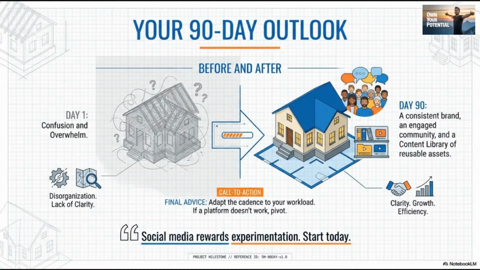90-day outlook, guys. So what we've covered here: day one, we were bananas, right? We're confused and overwhelmed. Craziness. Now we put together a plan. Day 90, consistent brand and engagement. Be a part of the community and build a consistent library of reusable assets. That is what you call evergreen content, the stuff that will never die.